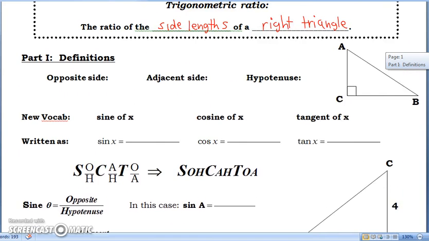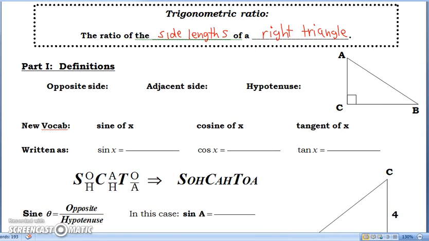So all we have to do is talk about what it is that we're going to put into ratios. Well, we're going to use these terms: opposite, adjacent, and hypotenuse. You know what the hypotenuse is. It's the side that's opposite from the 90-degree angle in the triangle. So in this triangle, whether we're talking about angle A or angle B, the hypotenuse is always going to be AB.